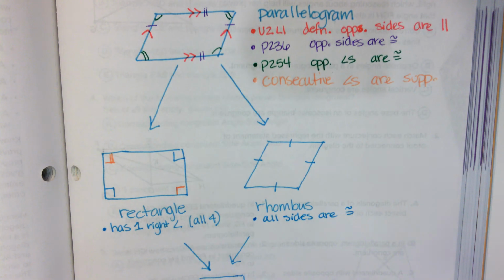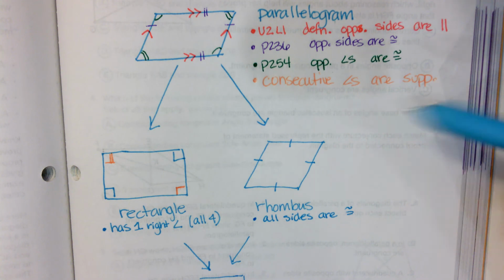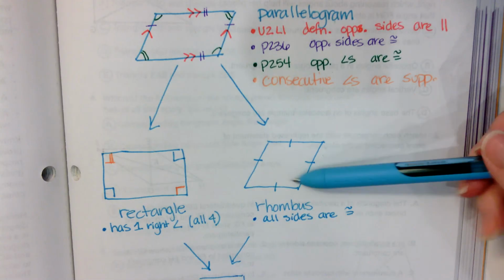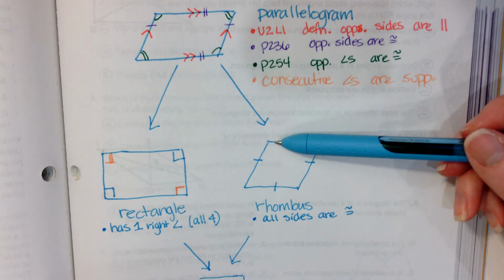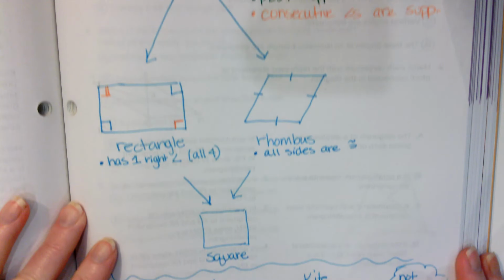So everything that's true about a parallelogram is true for this rhombus. My opposite sides are parallel, my opposite angles are congruent, my consecutive angles are supplementary. Everything is true, but more special than that, all the sides are also congruent to each other. And finally, that brings me to my most special parallelogram, and that's a square.